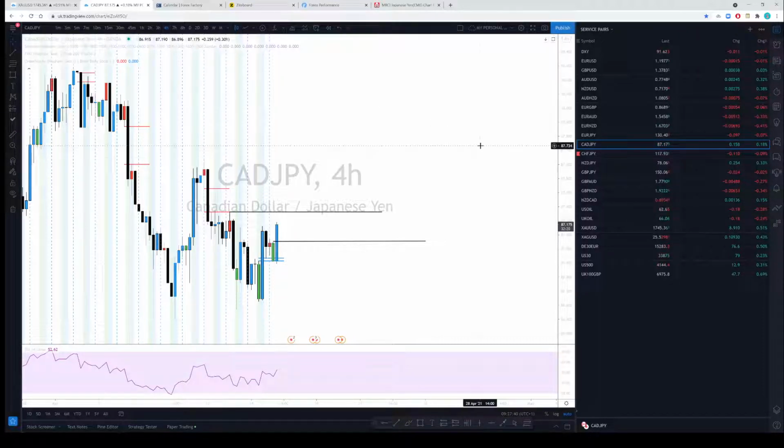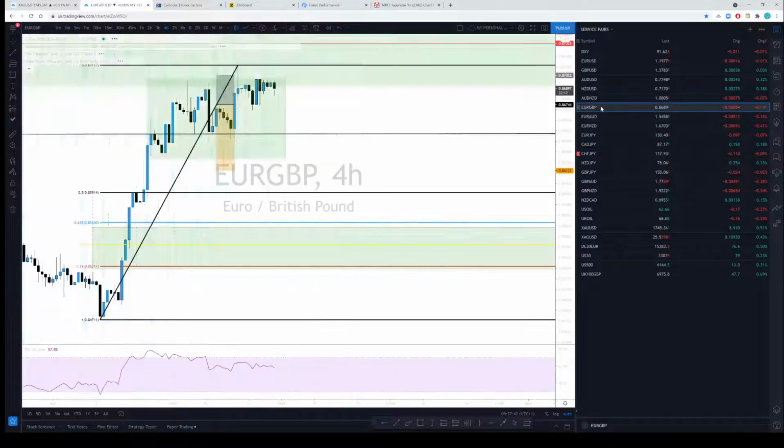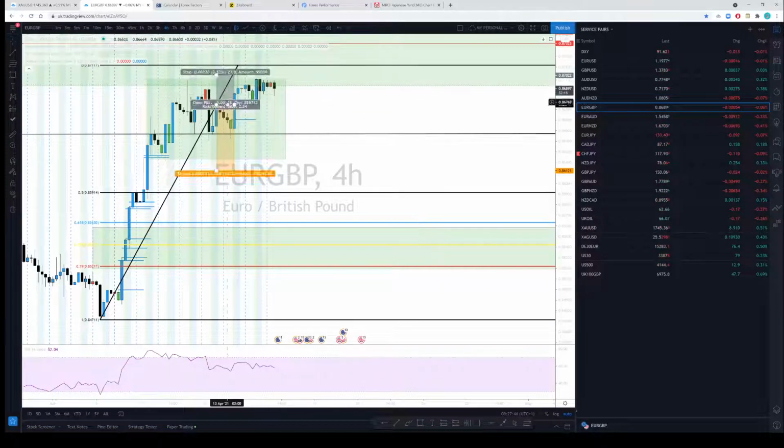Euro pound is also in its element, it's just consolidating. So there's nothing to do on this one. Maybe next week it might drop. We will see, but for now, I think it's just dead. It's consolidating, maybe accumulating to do something, but we just have to wait till it shows us what it wants to do next.